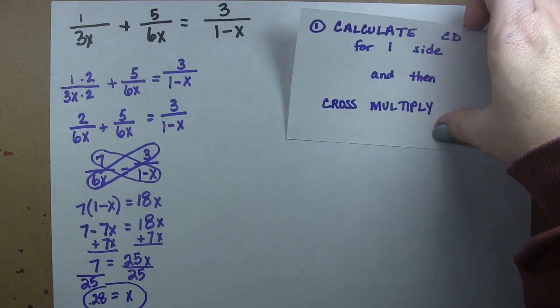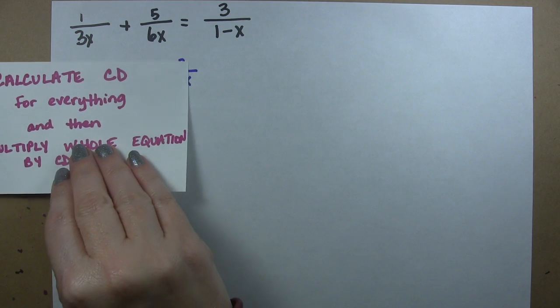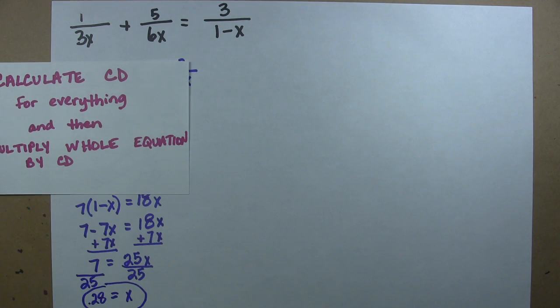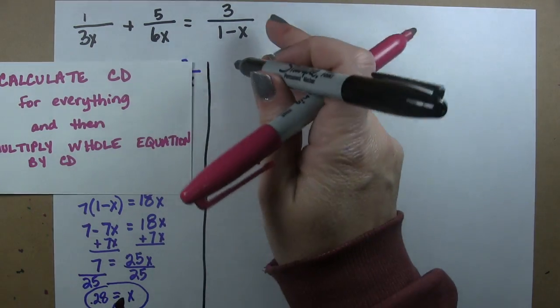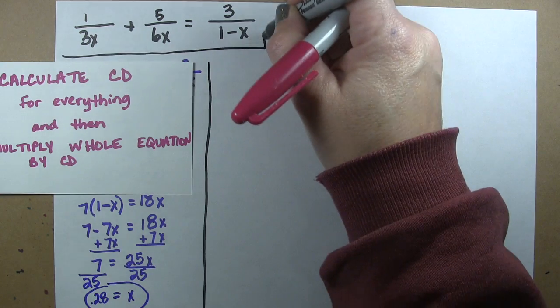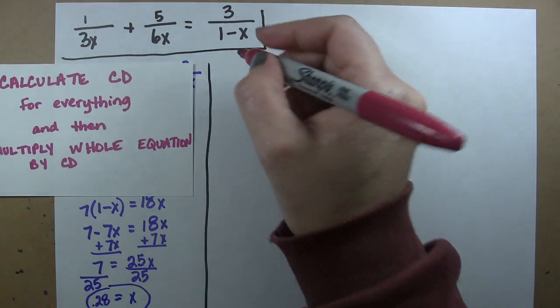All right, let's calculate it our second way and see how that works out. So our second way says that we have to calculate a common denominator for everything. And when you look at this problem right here, it might not be clear to you what the common denominator is.